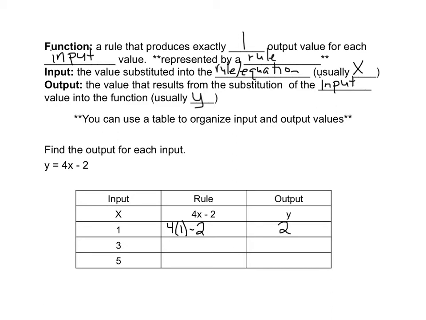And 4. So what happens when our input value is 3? Then it becomes 4 times 3 minus 2. Order of operations, 4 times 3 is 12, minus 2 is 10. So why don't you go ahead and pause the video and try it for 5. Alright, so on this one we have 4 times 5, which would be 20, minus 2 would be 18.